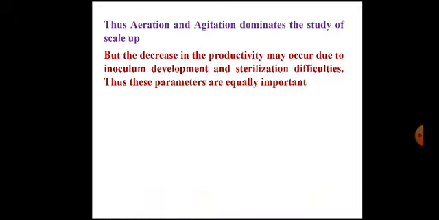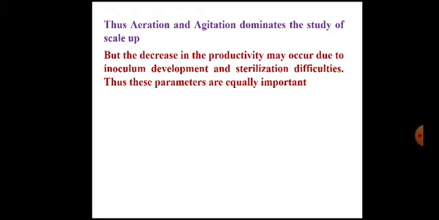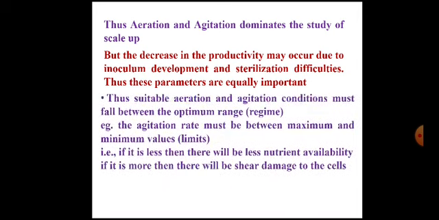It means that if the aeration and agitation conditions in the fermenter are all right, then the fermentation runs very suitably. But a decrease in productivity may occur due to other factors like inoculum development or sterilization difficulties as well. So these parameters are equally important. Therefore, suitable aeration and agitation conditions must fall between the optimum range or regime.